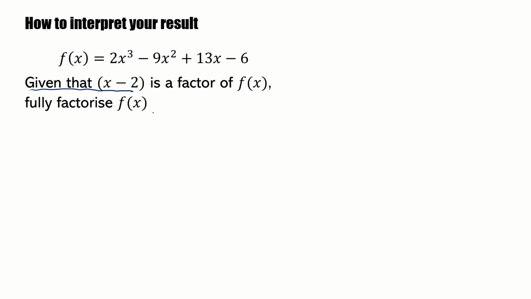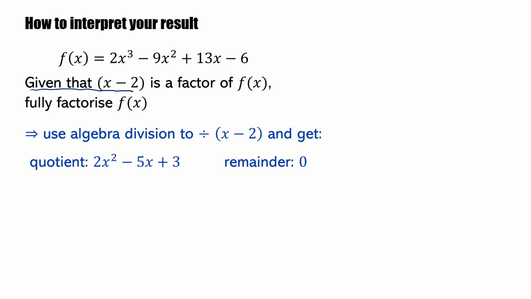But therefore, because we know x minus 2 is a factor of f of x, that means it's something we can divide by. So therefore, what you've got to do is algebra division. Do 2x cubed minus 9x squared plus 13x minus 6 divided by x minus 2. And if you do that, ultimately, luckily, you might notice that this was the exact algebra division that we did on the previous slide. And we found out on that previous slide that the quotient was this, and the remainder was this. Now, the remainder being 0 is not a surprise. If you're getting a remainder of 0, that is exactly what should be happening if something is a factor.